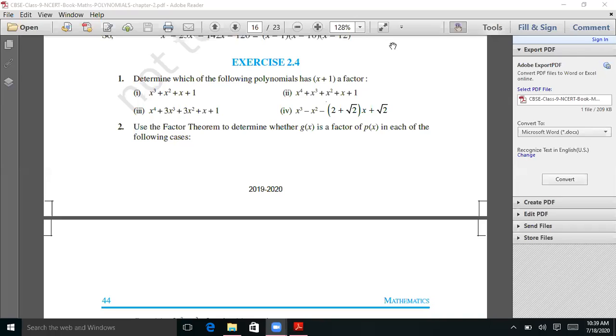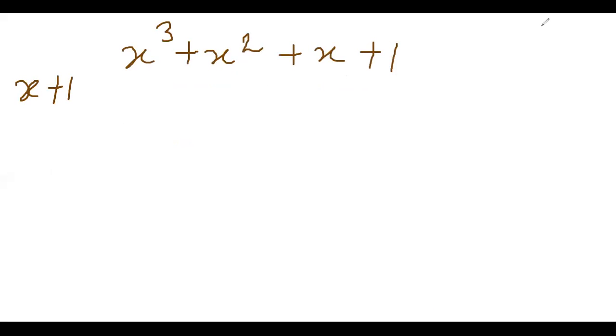Here the expression is given: x cube plus x square plus x plus 1. And we are to check whether x plus 1 is a factor of this polynomial or not. So according to the factor theorem, first we will put it equal to 0. We will find out the value of x, right?